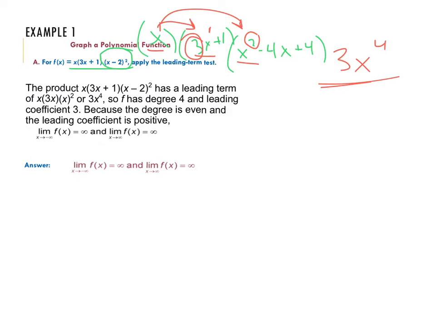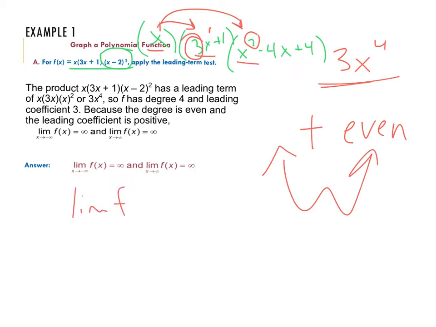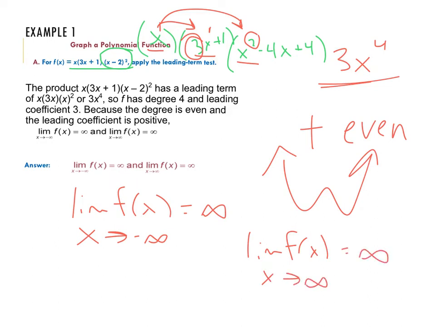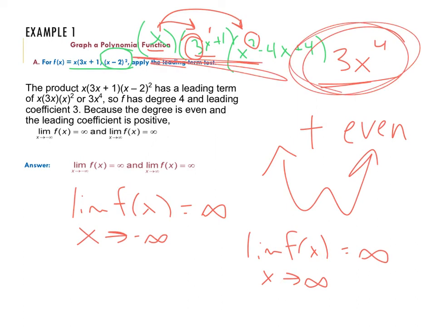Knowing that I have a positive leading coefficient and an even degree, I know that my graph will look something like that. So I could say the limit of f of x as x approaches negative infinity will be positive infinity. Also, the limit of f of x as x approaches positive infinity is also equal to positive infinity. So that's the first part of this example, figuring out what your leading term is from multiplying all this together, then using leading term test to define your limits.